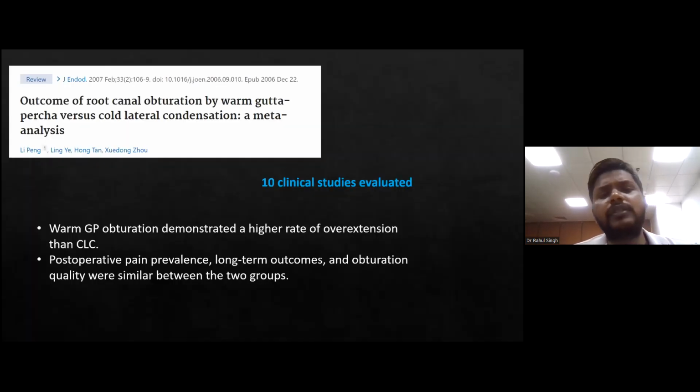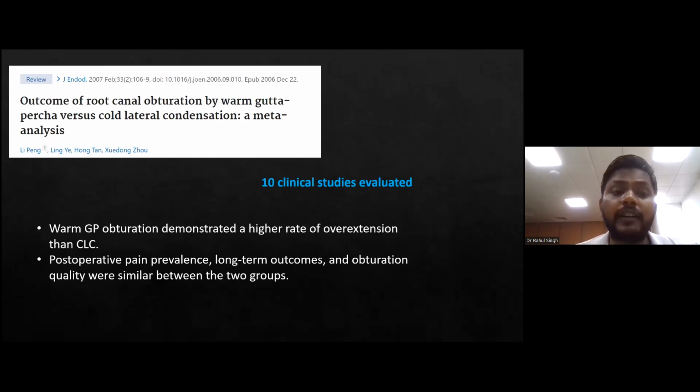Now, there was a study done in the Journal of Endodontics way back in 2007 with the heading Outcome of Root Canal Obturation by Warm Gutta Percha versus Cold Lateral Condensation, a meta-analysis. In this meta-analysis, 10 clinical studies were evaluated, and what they concluded was that warm GP obturation demonstrated a higher rate of overextension than cold lateral compaction.